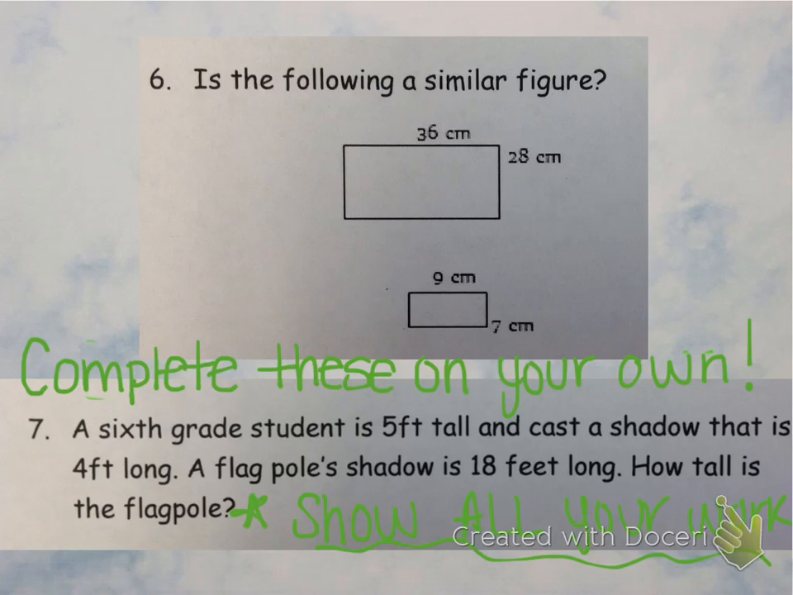Here on number 6 and 7, on number 6 you are going to figure out, are the following similar figures? So is that a yes or a no? On number 7, it is just like the problem we did on number 5. You're going to read through it, set up your ratio and your proportions. Please show all of your work, and we will check these tomorrow in class.